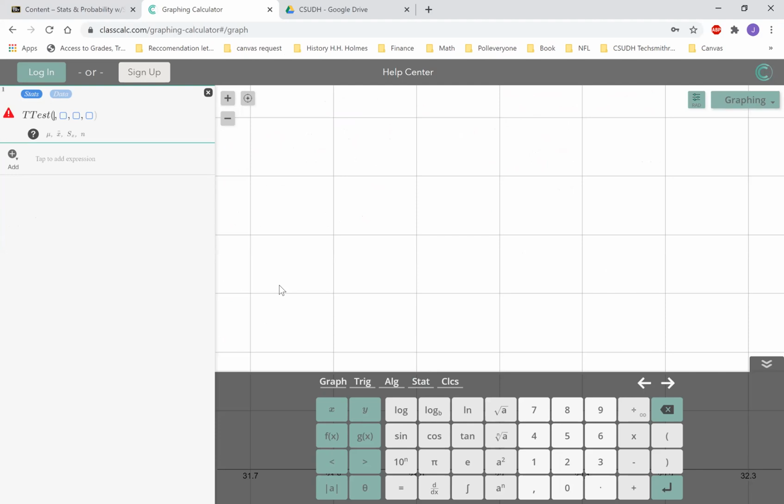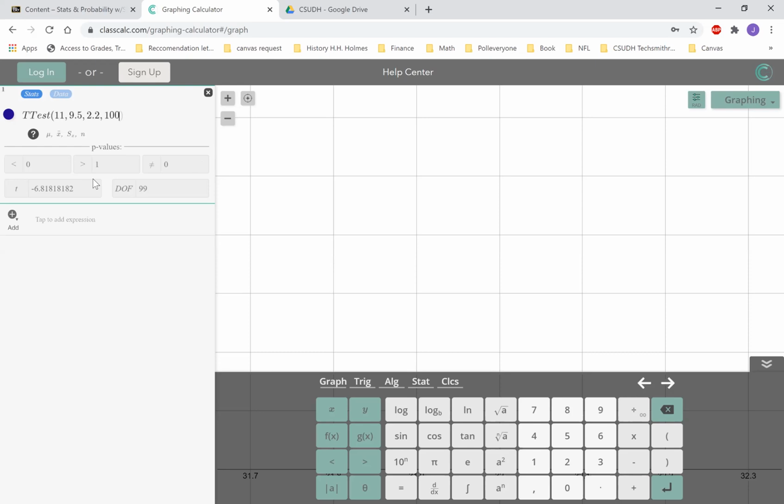So for t, say 11 for my mean, 100 for my sample size. Oops, it doesn't want sample size, it wants sample mean. Sample mean is 9.5. It wants S, which is 2.2. And lastly, I want a sample size of 100. All right, so if you look at ClassCalc, it gave me the t-value.